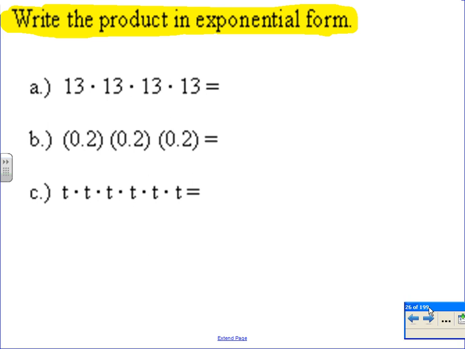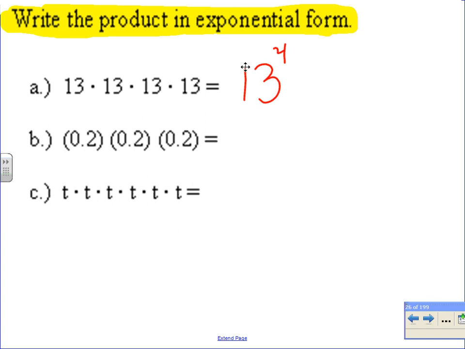Everyone with me? Okay, so letter A. How do we write that in exponential form? So 13 to the 4th power. 13 is multiplied 4 times. 13 is the base. 4 is the exponent. The whole thing is the power.